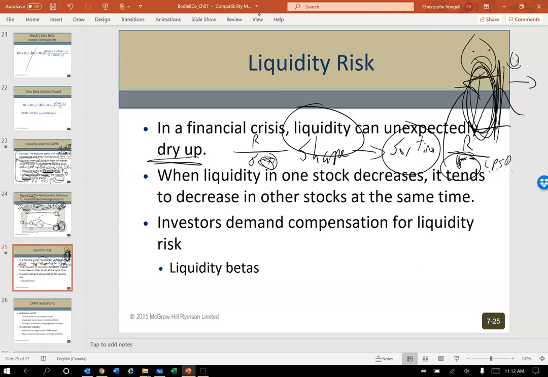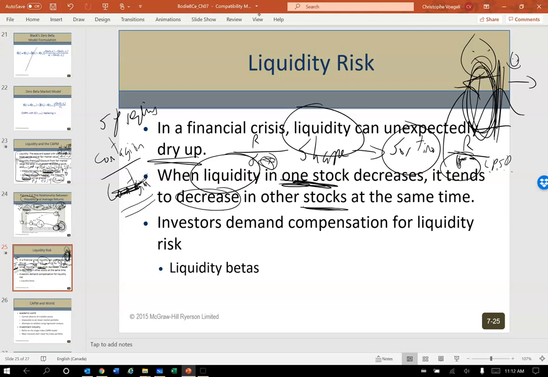And again, the other thing too is what we called contagion. Contagion. So the idea is just things are spreading. So if liquidity in one stock decreases, that's my one oil stock, it might decrease in my other oil stocks or even my other retail stocks or financial stocks, or who knows, it might be all my securities now.